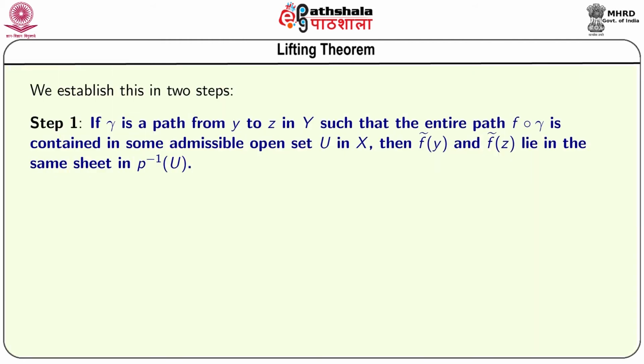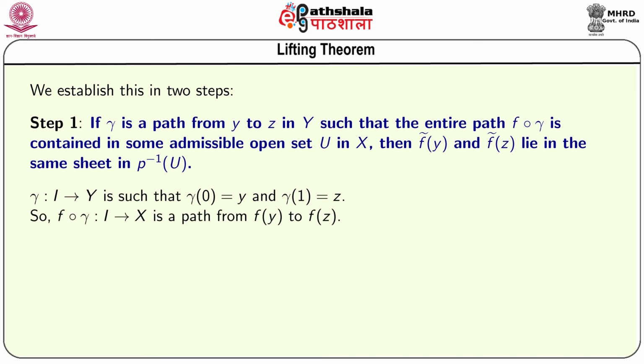So, we establish that in two steps. In the first step, we show that if gamma is a path from y to z in capital Y such that the entire path F composed gamma is contained in some admissible open set U in X, then F tilde y and F tilde z lie in the same sheet in P inverse U. Suppose gamma is a path such that it starts at y and ends at z. So, F composed gamma is a path from F y to F z.